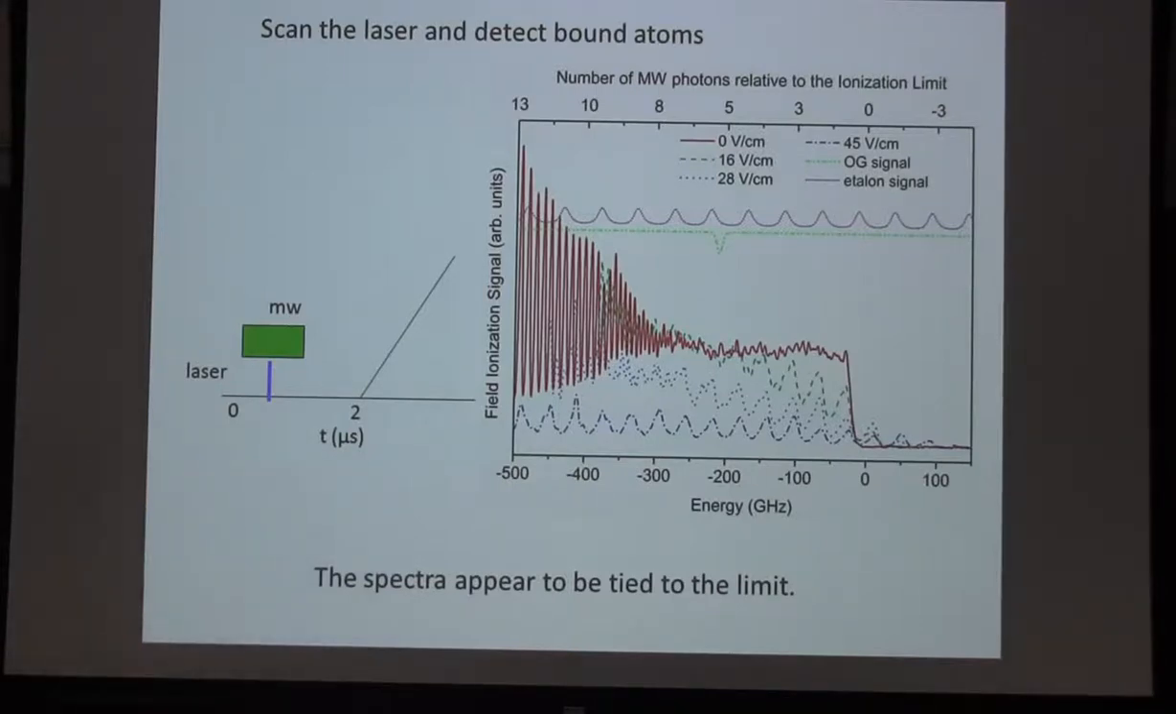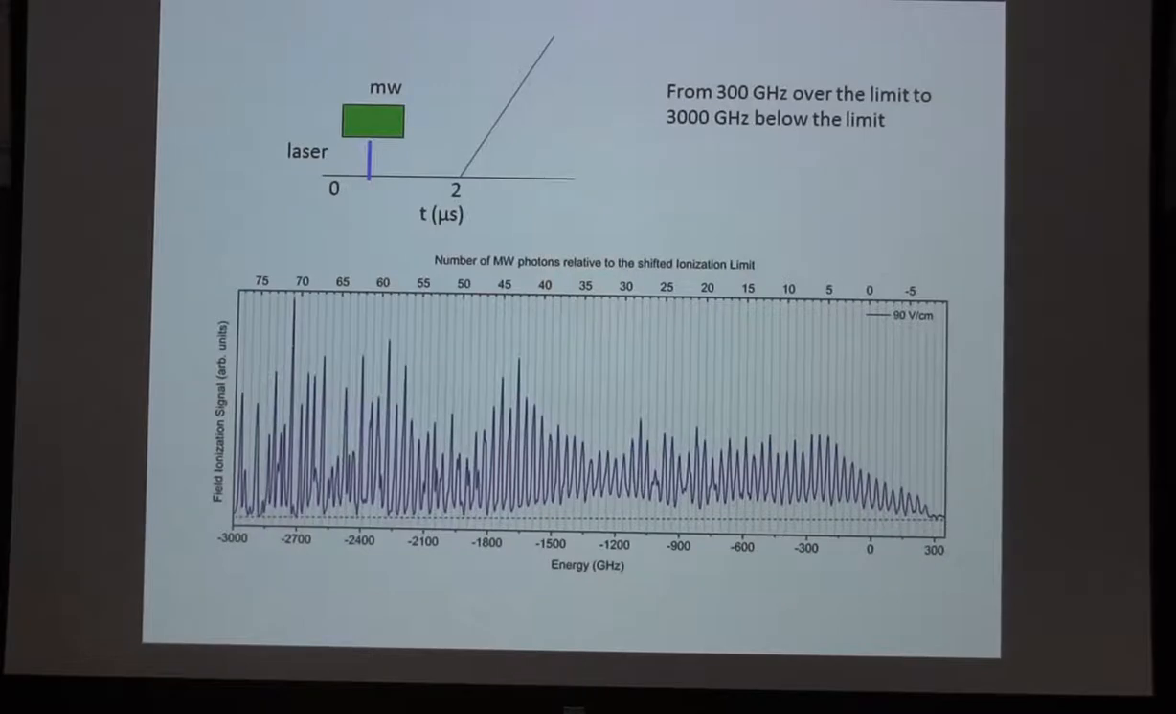So, to check that, we're going to do another experiment. But first I would like to point out that these signals actually go up to 300 gigahertz over the limit. And you can see this structure is all spaced by the microwave frequency. Each of these peaks is 38 gigahertz apart. And in fact, this is all connected to the ionization limit.